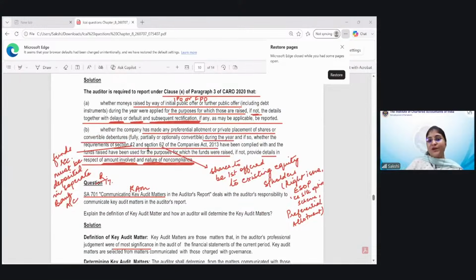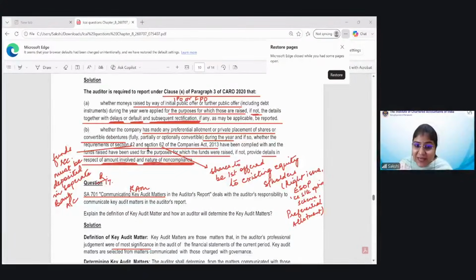See, the auditor is required to report under clause 10 of para 3 of CARO 2020. What? That money raised by way of initial public offer or further public offer during the year were applied for the purpose for which they were raised. If not, you have to give details of delay or default and subsequent rectification, if any.